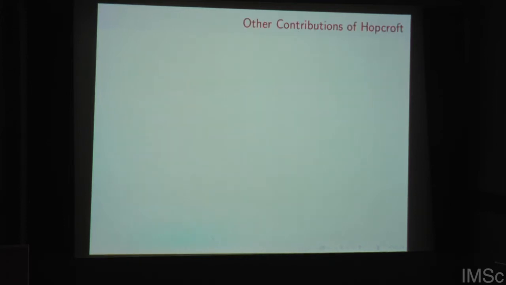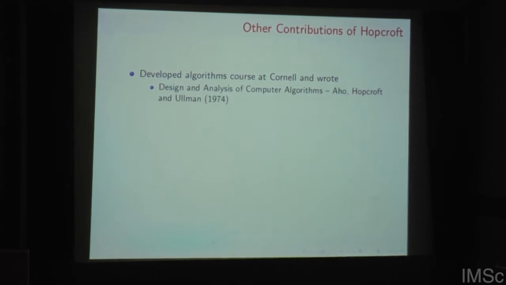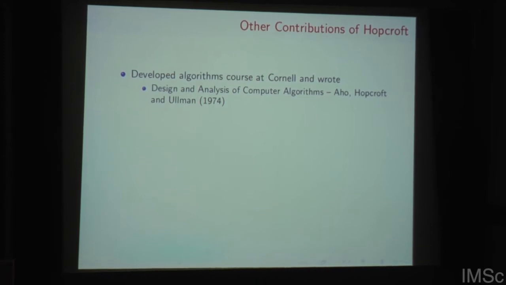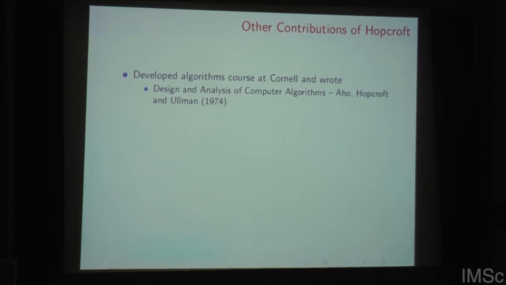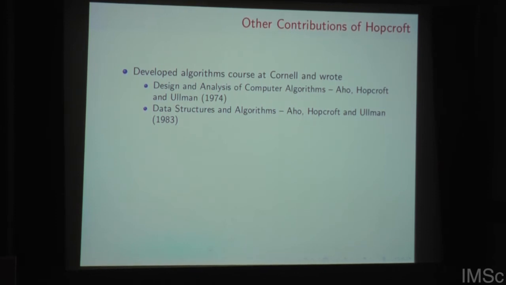Hopcroft went back to Cornell and developed a course on algorithms there, and he wrote the book Design and Analysis of Computer Algorithms, along with Aho and Ullman. Again, another classic book. Many of the topics there continue to remain the topics for the first algorithms course. They had another edition, not quite the same book, called Data Structures and Algorithms. That was in 83.